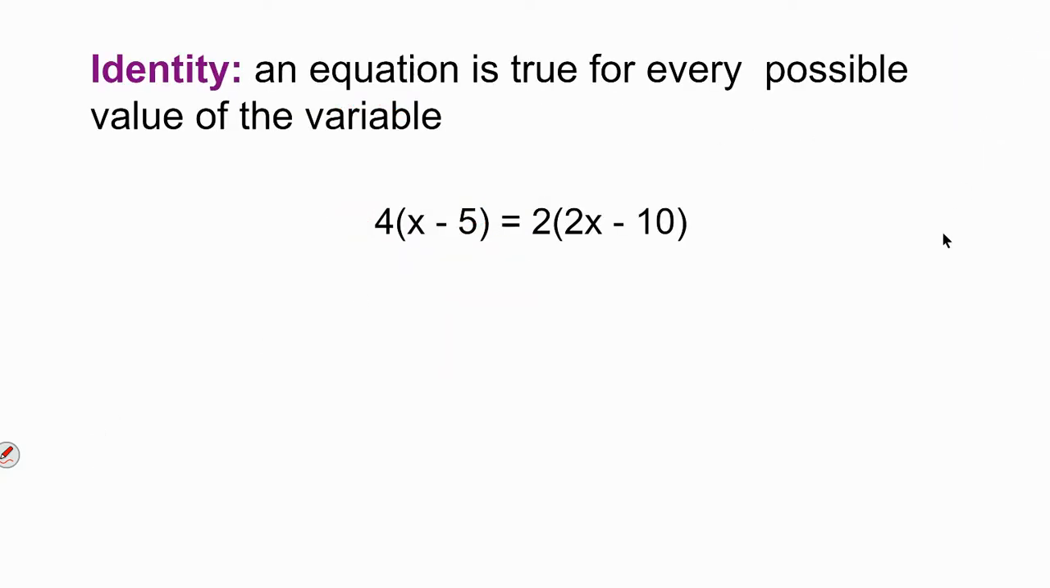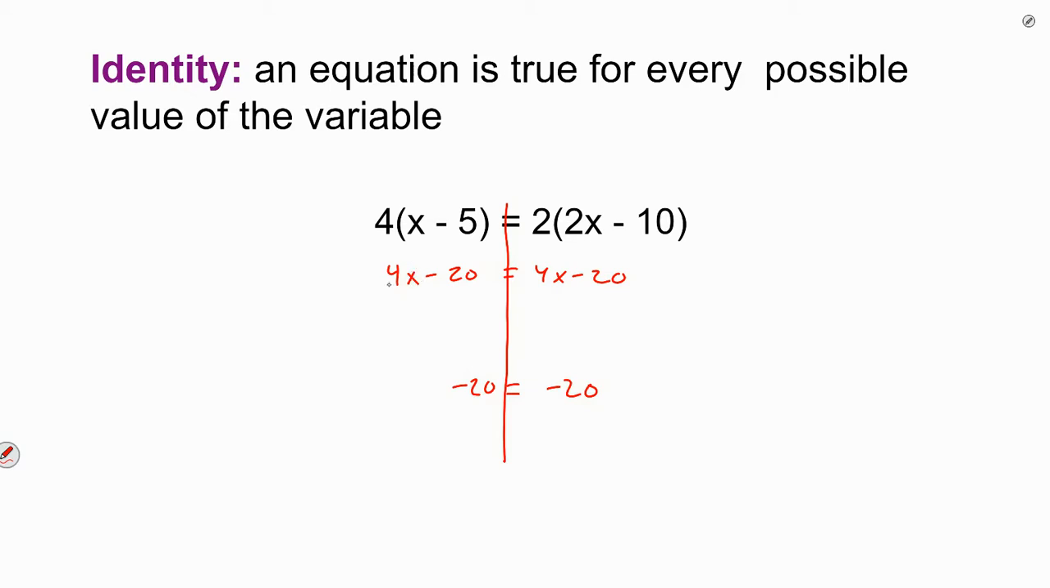An identity is when an equation is true for every possible value of the variable. I'm going to write the first step in here while you get this definition. This is an identity because at the very bottom I get negative 20 equals negative 20, which is always true. That's part of solving equations: we're looking for a number that when I plug it in, gives me a true statement.